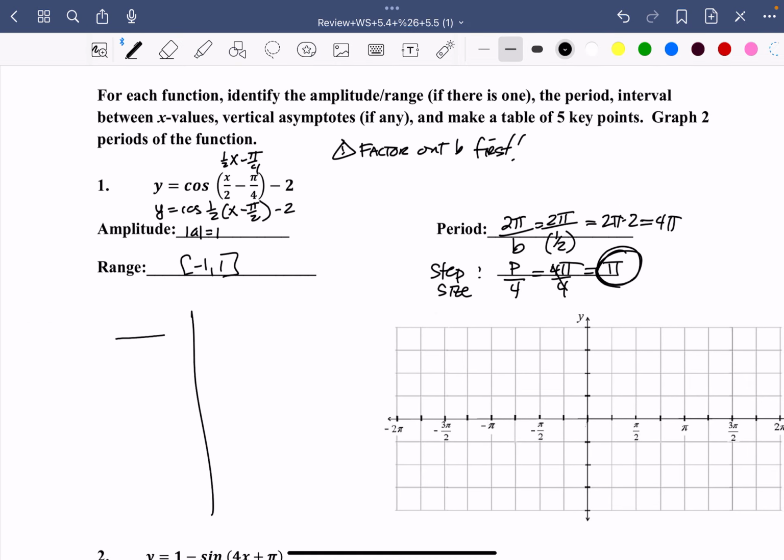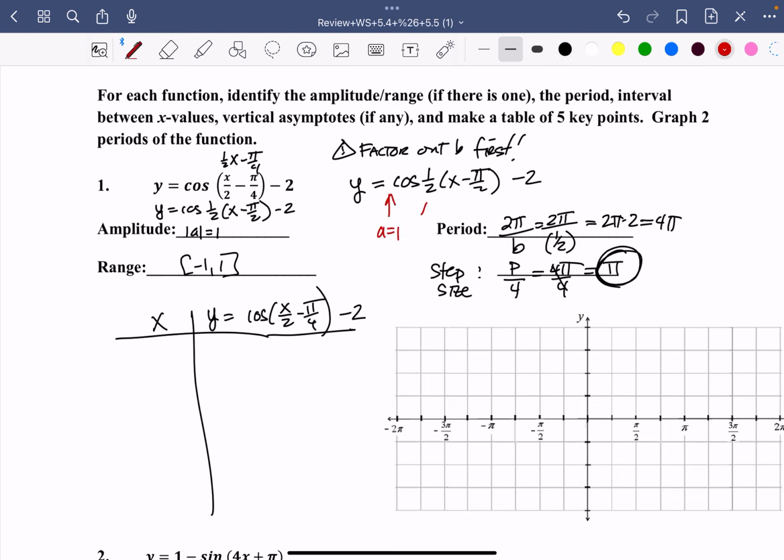So now we're ready to make our chart with our x's, and our y is equal to cosine of x over 2 minus pi over 4 minus 2. So where do our x's start? Well, that would be if we had any vertical or horizontal shift. So just to be clear, our function is y is equal to cosine of 1/2 x minus pi over 2 minus 2. So we probably want to let the reader know that a is 1, b is equal to 1/2, h is equal to pi over 2.